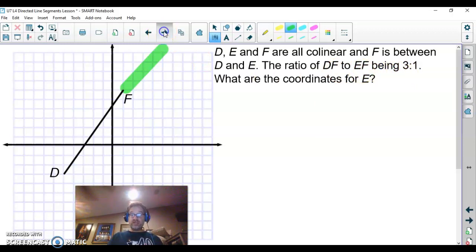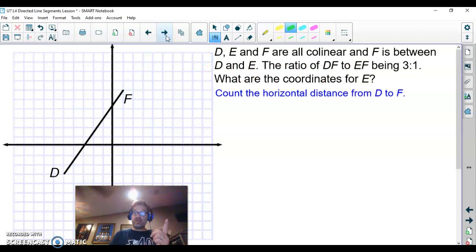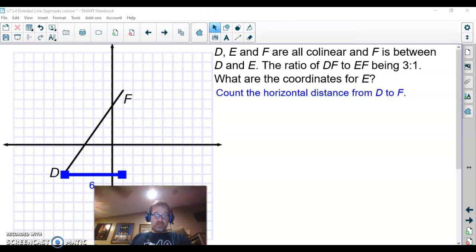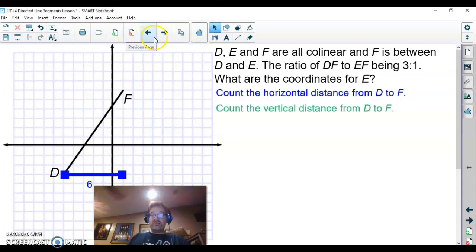Let's find where E is. Okay, so once again, we're going to make our right triangle. So we're going to count the horizontal distance D to F. That is a distance of 6. When we count 1, 2, 3, 4, 5, 6, 6 to the right. Now let's count our vertical distance from D to F. Let's count up. 1, 2, 3, 4, 5, 6, 7, 8, 9.